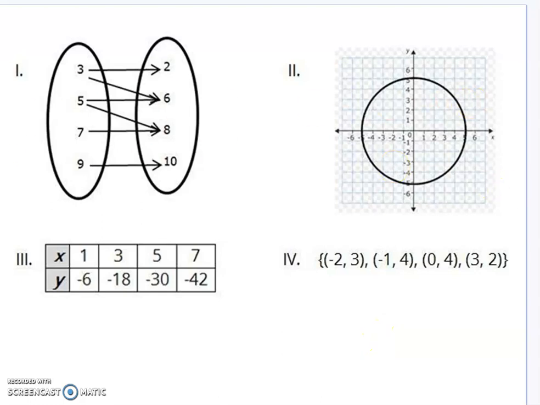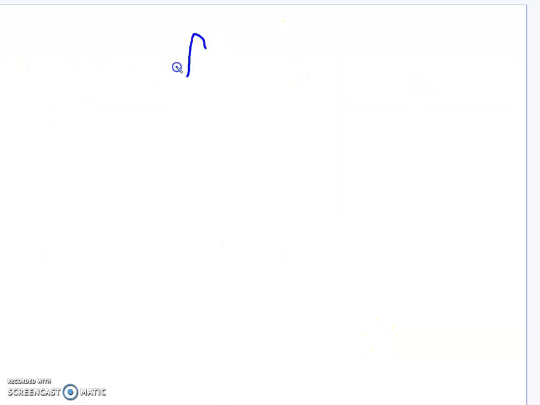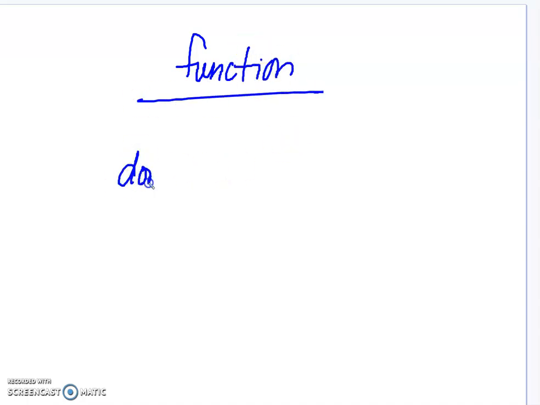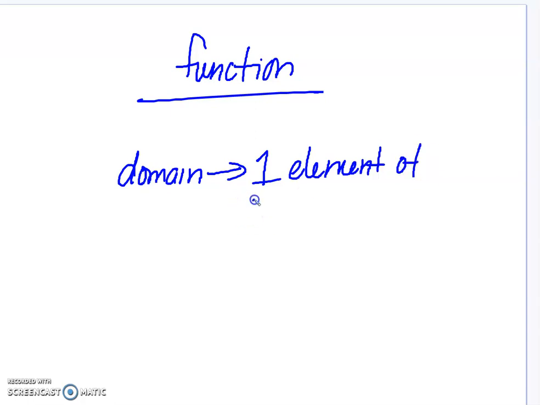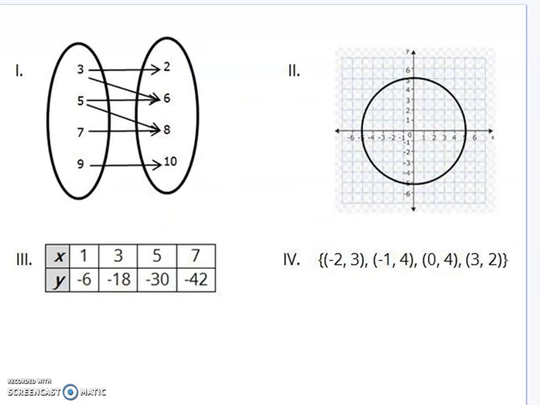Okay, so the whole goal of this is to try to figure out what a function is. The big part of the function is that the domain can only be attached to one element of the range. So we should see the domain, which are our x values, only ever connect with one y value. Let's do some quick ones to see if we can differentiate first.